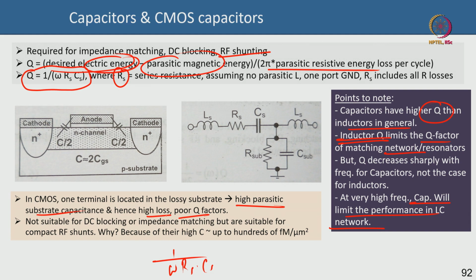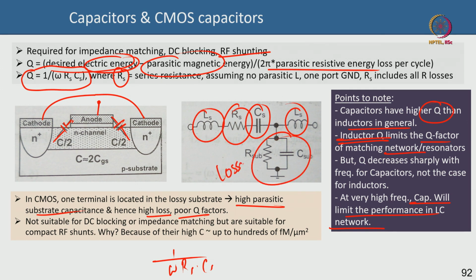So if I look at a simple CMOS based capacitor, you basically short the source and the drain, and this is the gate, and you see on both sides you have this capacitance, and the Q factor is not very good. The way you model is that this is your desired capacitance, this is your series resistance, this is your inductance because you have metal pads, and you have a highly lossy substrate that is modeled by a substrate resistance and a substrate capacitance.